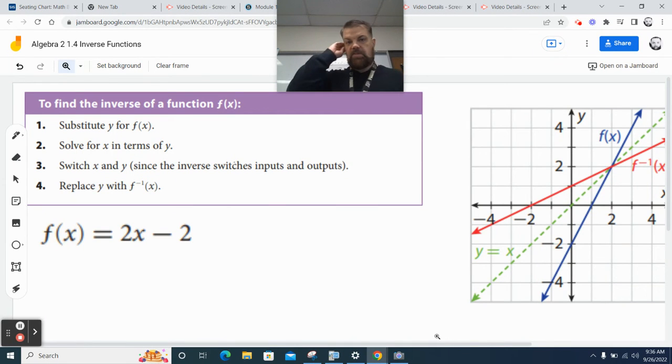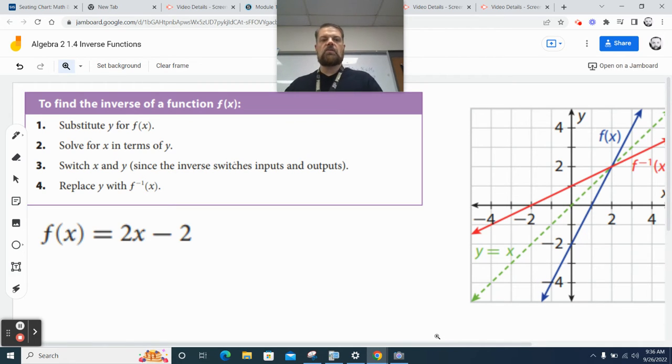All right, more of the same, but a different equation. Basically, we have to find the inverse function. What is the first step? What do we got to do first, guys? I've got a little cheat sheet up there.